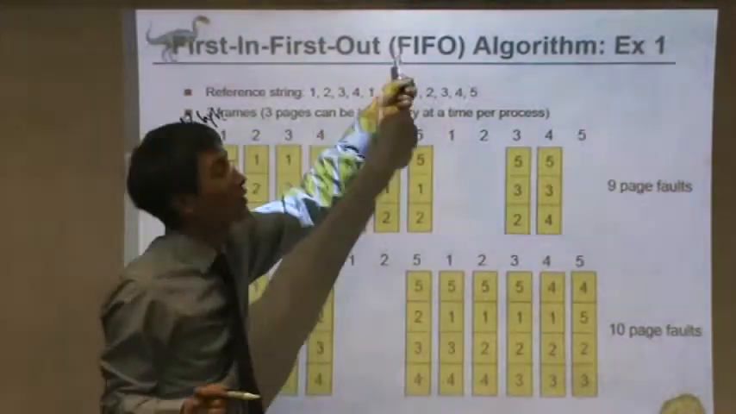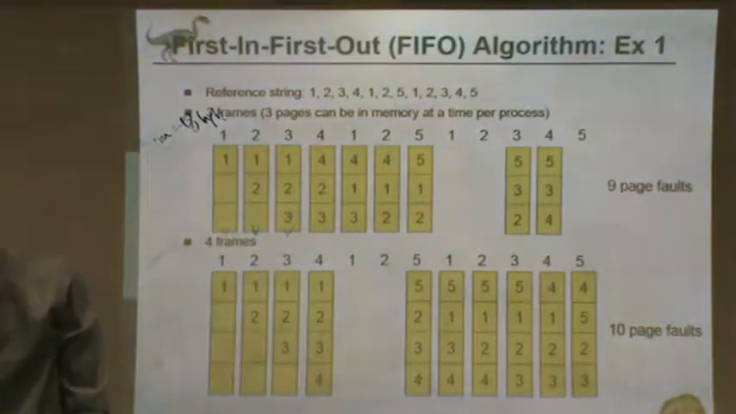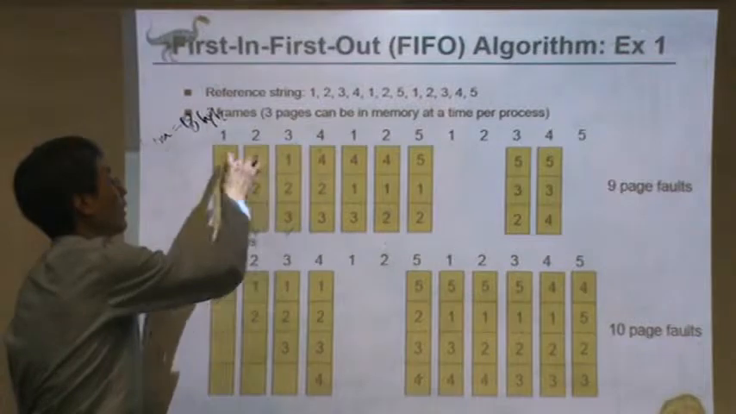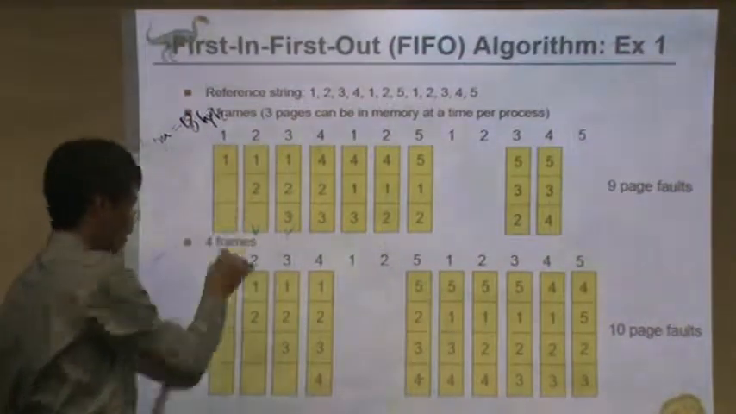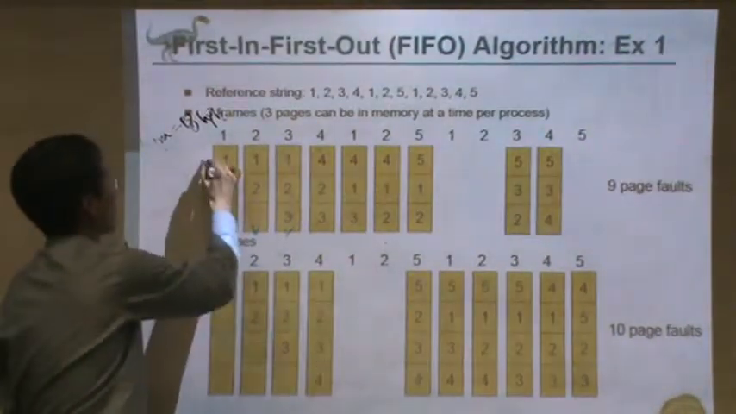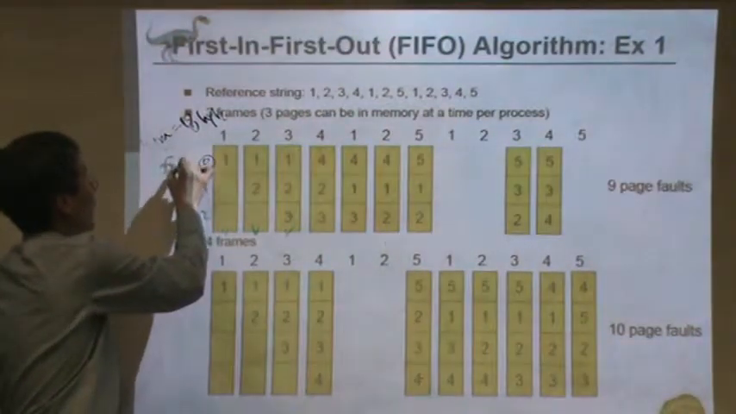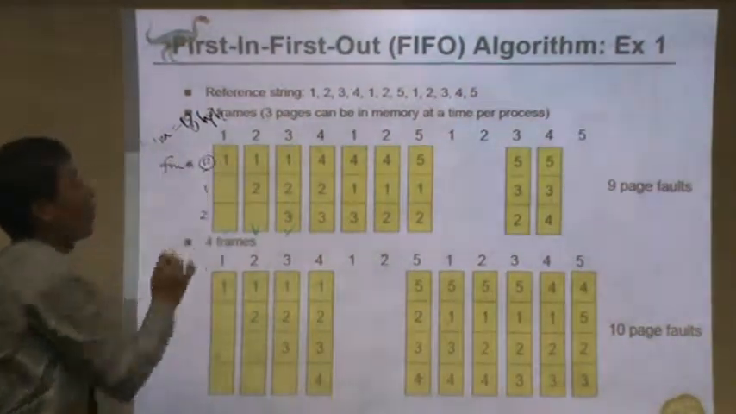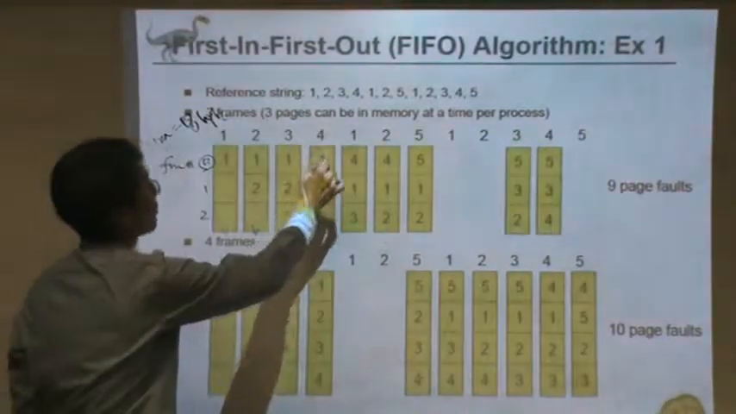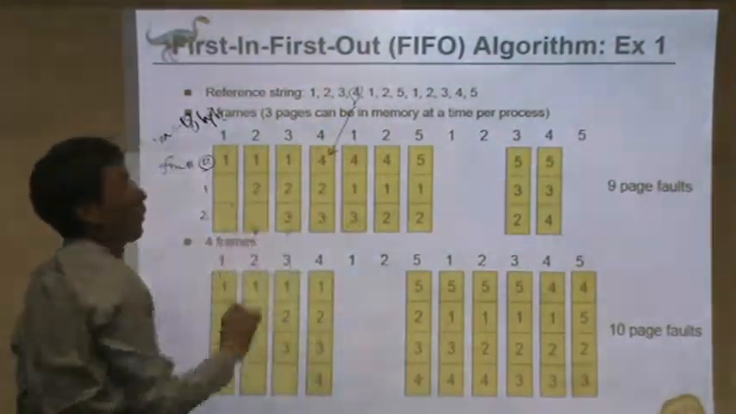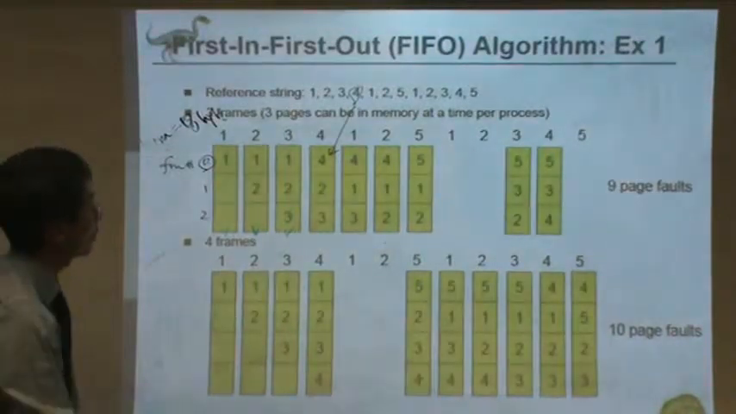Our algorithm is first in, first out. Which one is the first in? The first one. 0, 1. In case this is 0, 1, 2, so frame number 0 is the victim. So it is replaced by 4. Okay. So it's a page fault.